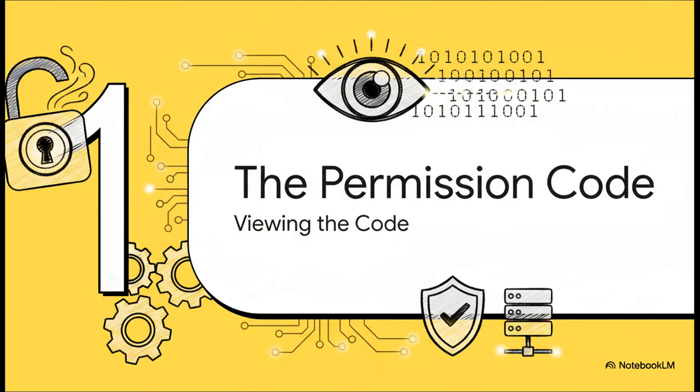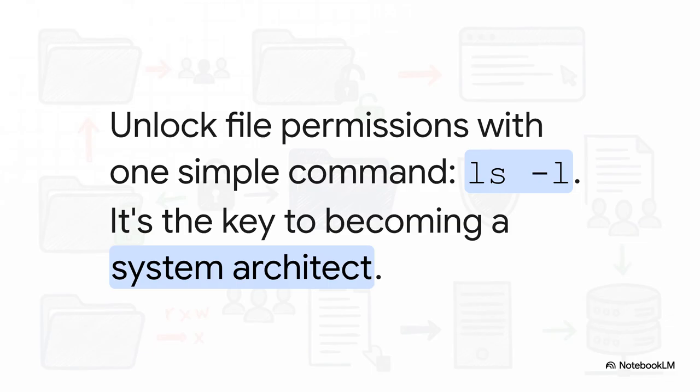First things first, how do we even see this code? You can't decode what you can't see, and finding it is the first step to understanding who has control and why this is also critical for security. It's actually super simple. The magic command you need is ls -l. Just typing that into your terminal lists out all the contents of your directory, but in the long format. And boom, right there in the first column, it reveals that permission string for every single file and folder. This is it. This is your first step to really mastering your system.